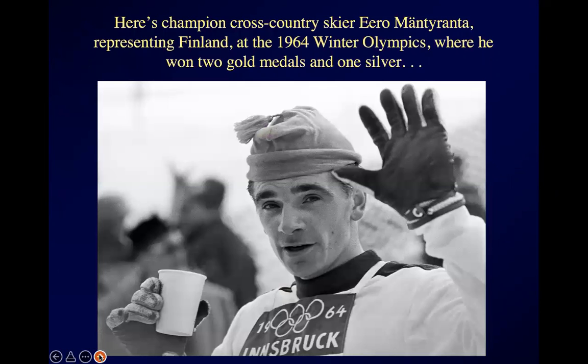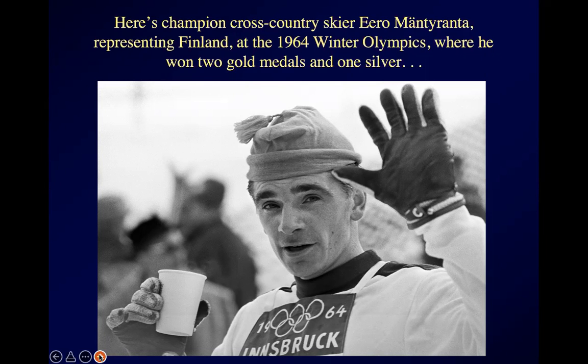this guy's a mutant. He is a champion cross-country skier. I think he's still alive. He was as of a few years ago, named Eero Montiranta, an athlete from Finland. So here he is at the 1964 Winter Olympics in Innsbruck, Austria. And he's looking pretty happy because he won 2 gold medals and a silver in cross-country skiing.